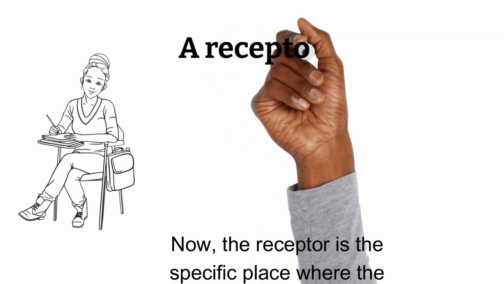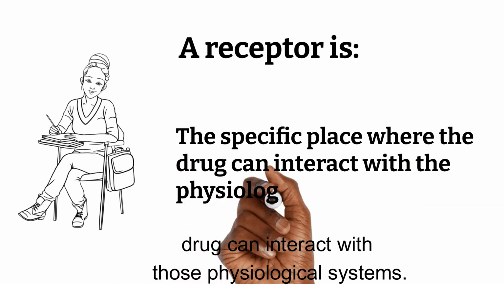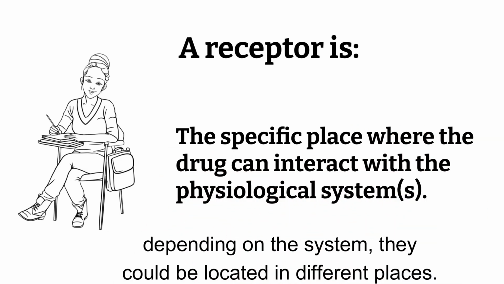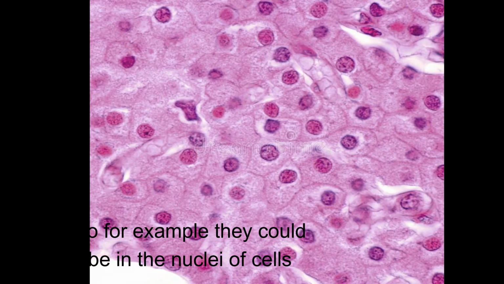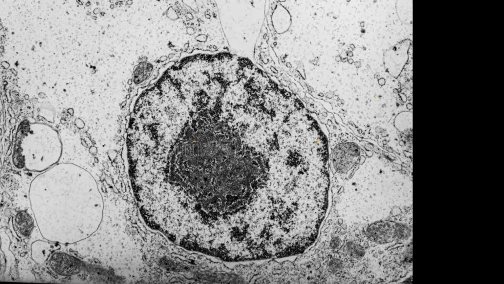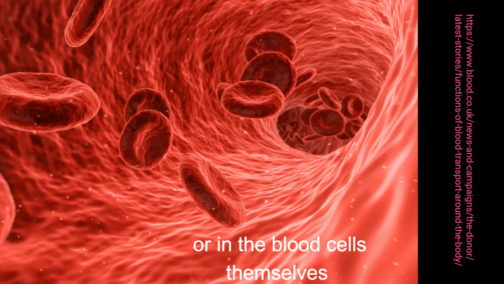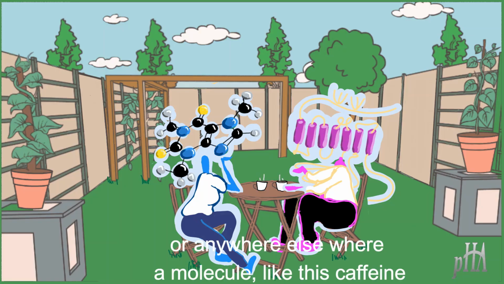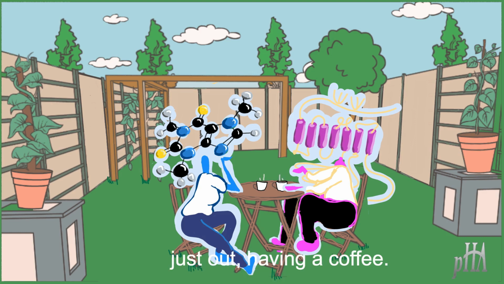Now, the receptor is the specific place where the drug can interact with those physiological systems. And there are many kinds of receptors, and depending on the system, they could be located in different places. So, for example, they could be in the nuclei of cells, or in the cell wall, or in the bloodstream, or in blood cells themselves, or anywhere else where a molecule like this caffeine molecule could interact with a receptor, like this alpha receptor, like just out having a coffee.